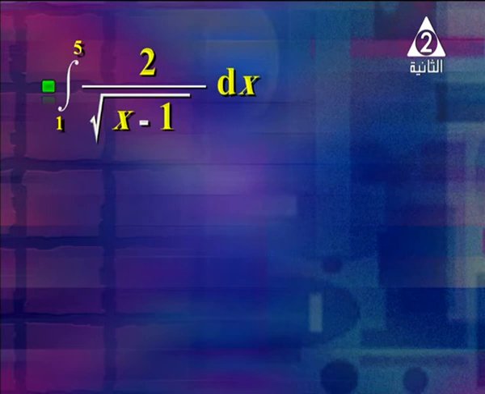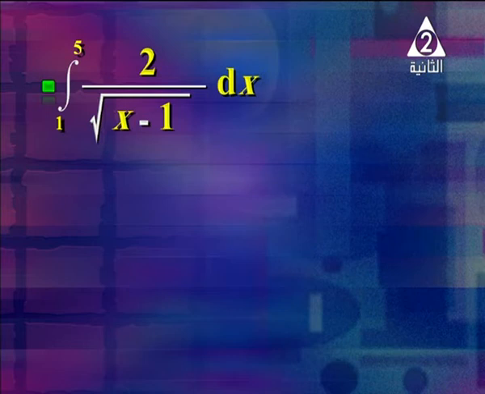Solution number 2. What is the integration from 1 to 5 of 2 over square root x minus 1 dx? Remember, square root x minus 1 equals what? It equals bracket x minus 1 to the power 1 over 2.